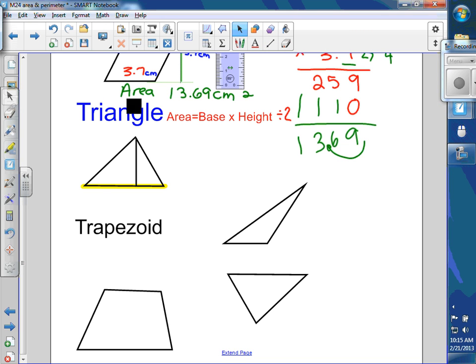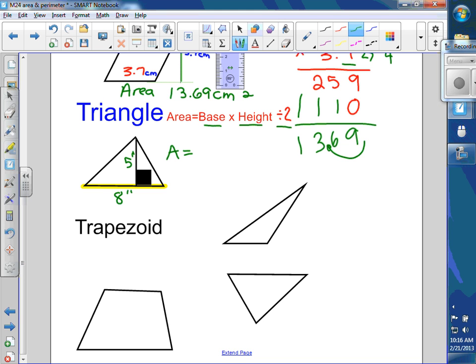Is that a scalene triangle? It is a scalene triangle, because none of the sides are the same. So we want to make sure we use the height, not a side, for area. So if this were, let's say, 8 inches, and this maybe was 5 inches, the area, if we use this formula, base times height divided by 2, is 8 times 5 divided by 2. So that's 40, right, divided by 2, which is 20, and the units are inches squared.